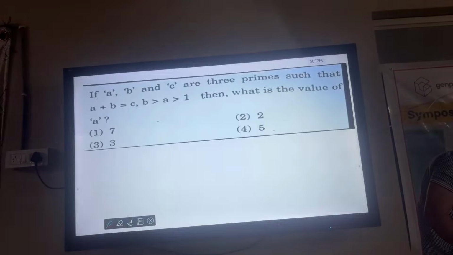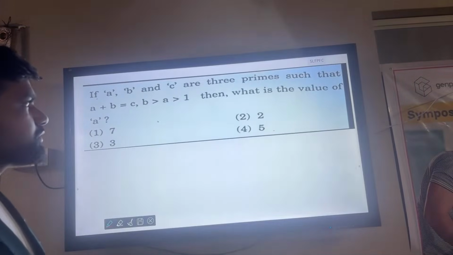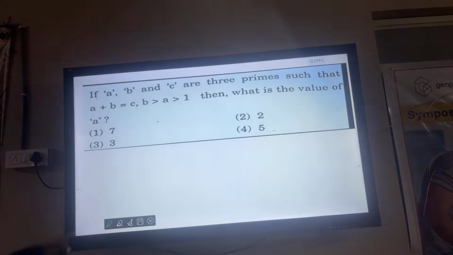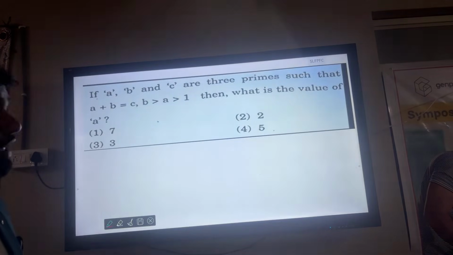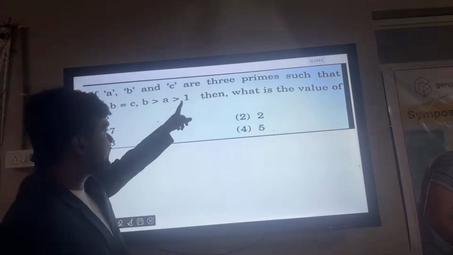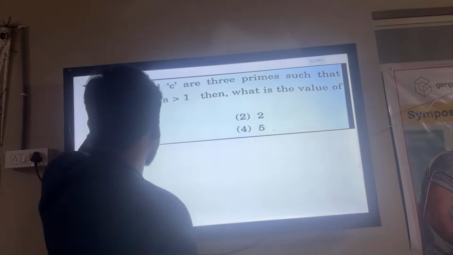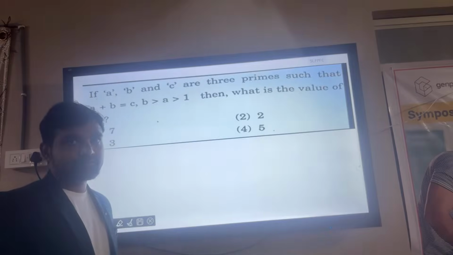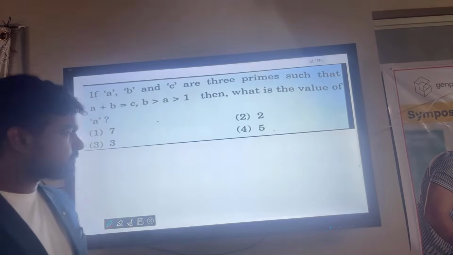A, B, C are prime numbers such that A plus B is equal to C and B greater than A greater than 1. Then what is the value of A?